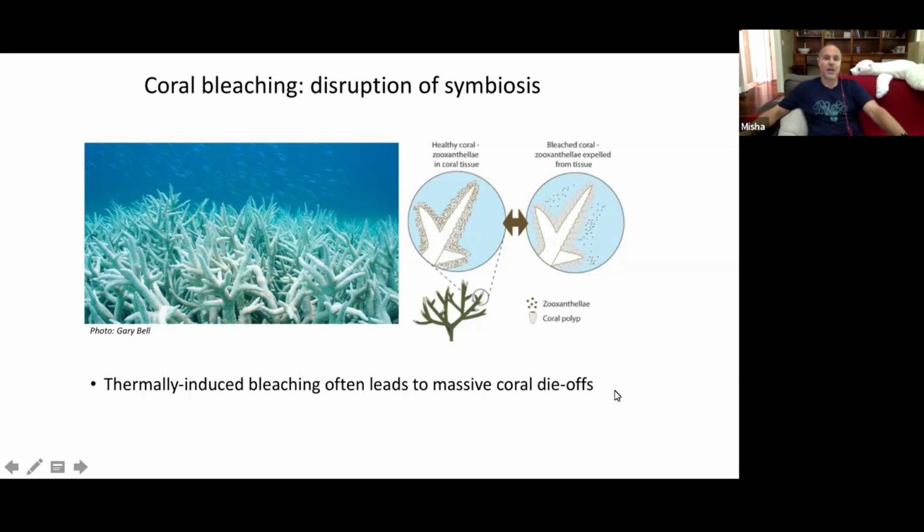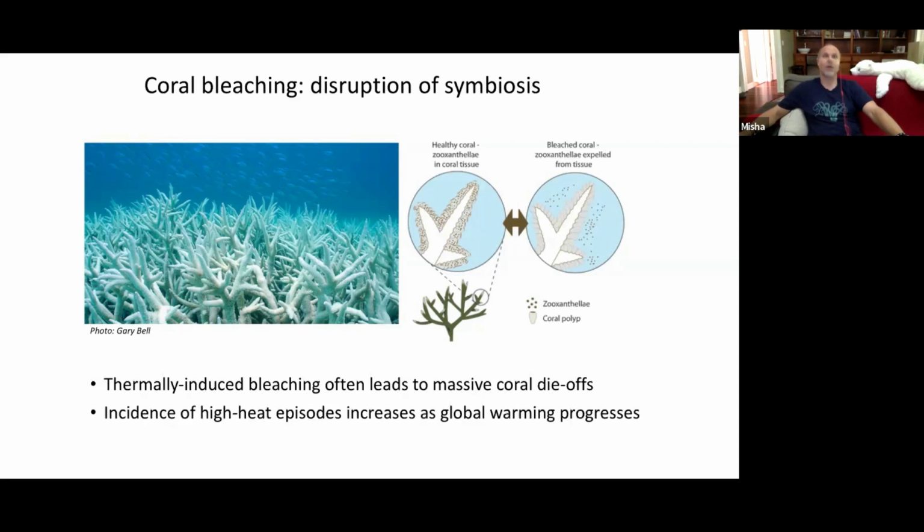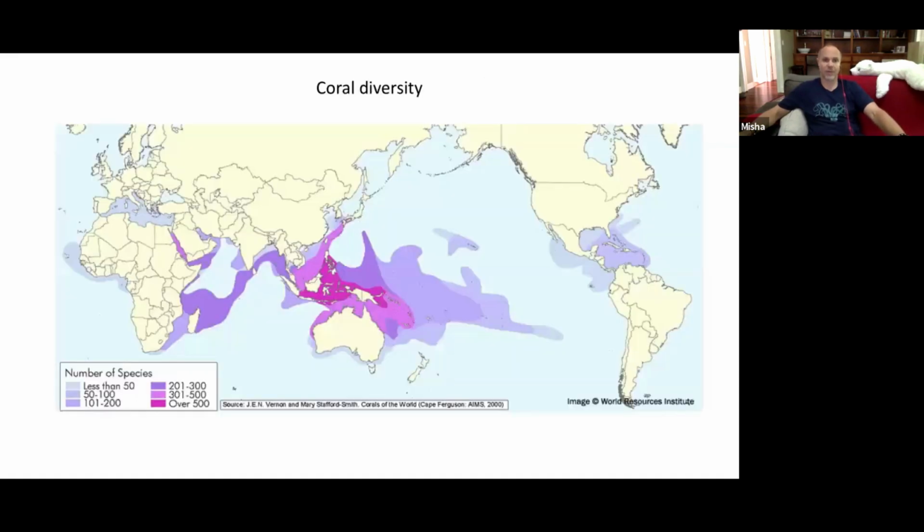This is a symptom of a very high stress. It doesn't necessarily spell doom and death. Corals often recover from this. However, if the stress does not abate, you can have die-offs on scales of the whole reefs, and this is increasingly frequent and becoming increasingly important factor in global coral decline, which we're having right now.